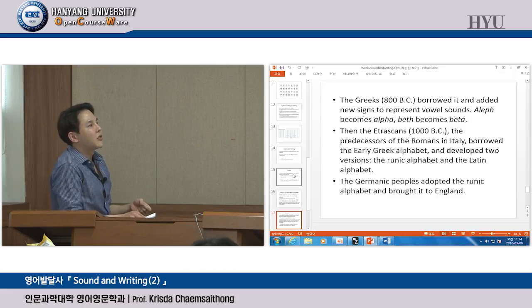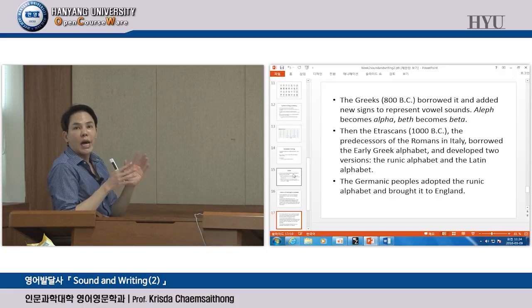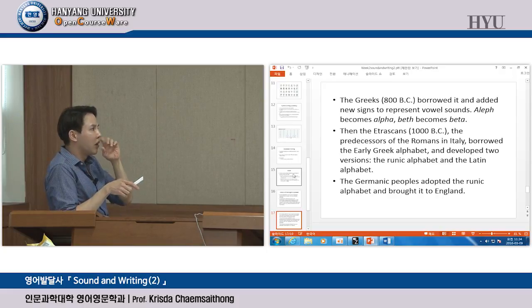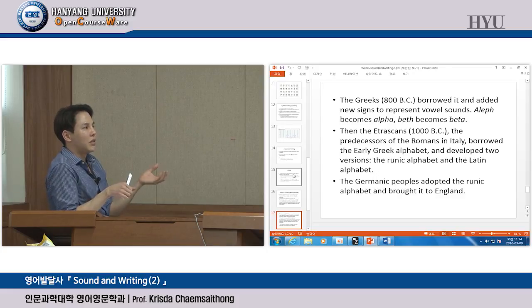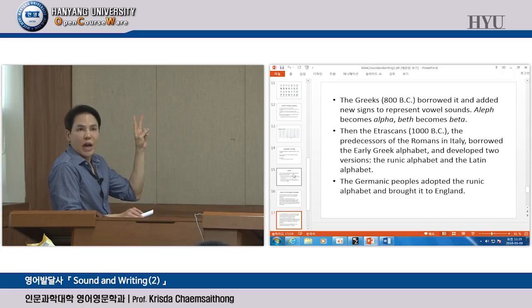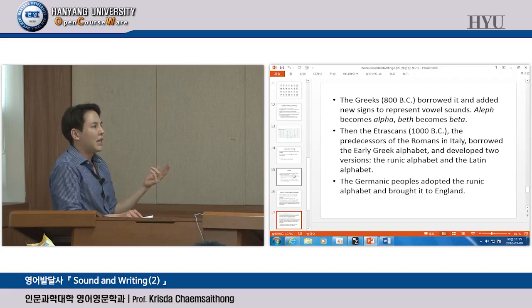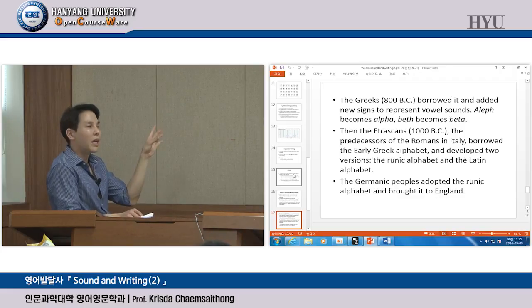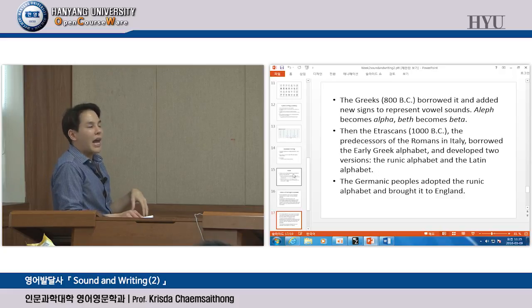And then we have the Etruscans. The Etruscans lived in the Italian peninsula, Italy in the modern world, and they predated the Italian people, right? The Etruscans again borrowed from the Greeks. So the predecessors of the Romans in Italy borrowed the Greek alphabet and developed two versions out of it. We have the runic alphabet and the Latin alphabet, right? I will talk about the runic in a minute, and then the Latin alphabet.